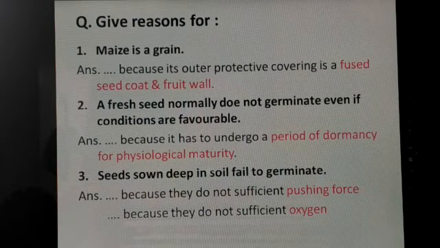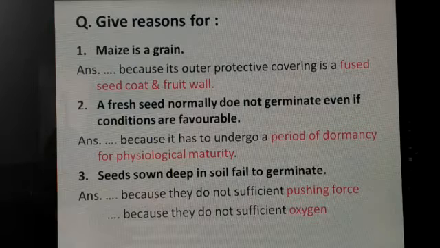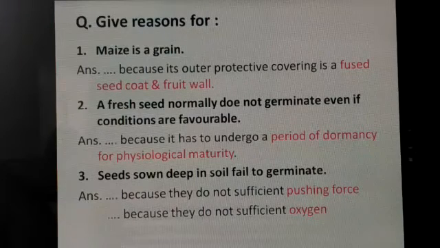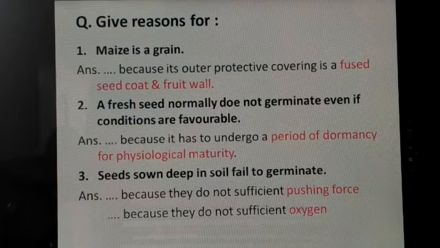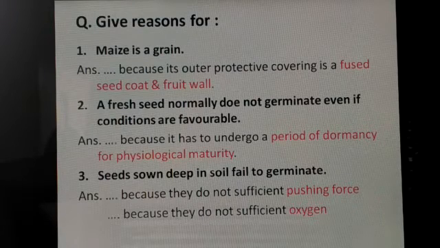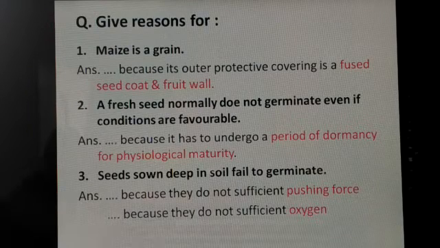There are two reasons behind it. One is because they do not get sufficient pushing force. The embryo, when it starts coming out during germination, that is the tender radicle and plumule, they are very soft tissues, so they are not able to push the upper thick layers of soil if they are inserted deep inside. So pushing force is less in this condition. And next is, when they are deep inside, they do not get sufficient oxygen to carry out the respiration process. So thus seeds sown deep in soil fail to germinate.